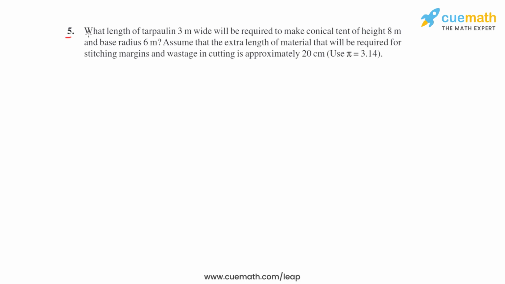In the fifth question, it is given: what length of tarpaulin 3 meters wide will be required to make a conical tent of 8 meters height and base radius 6 meters? Assume that the extra length of material that will be required for stitching margins and wastage in cutting is approximately 20 centimeters, and we have to use pi equal to 3.14.